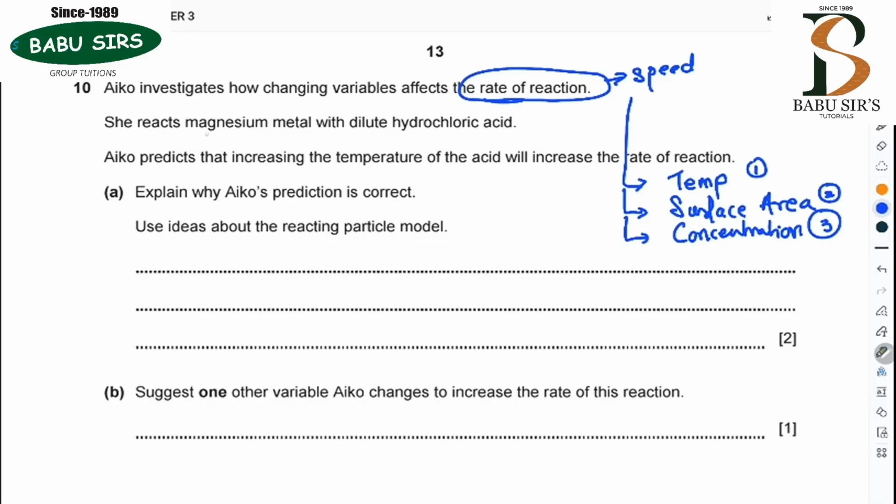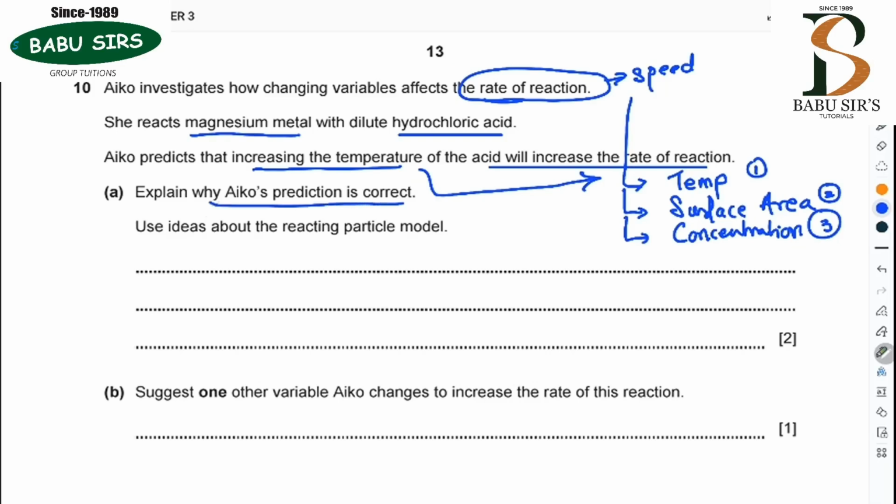So what is she doing? She is reacting magnesium with hydrochloric acid. Now what is she doing? She is increasing the temperature. So if you increase the temperature, the rate of reaction will increase. So here it is also written that the rate of reaction will increase. Now why will it increase?